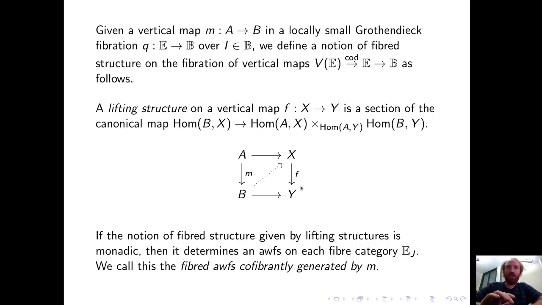If this is monadic, then it determines an algebraic weak factorization system on each fibre category, and we refer to the collection of all of these algebraic weak factorization systems as a fibered algebraic weak factorization system, and we say it's cofibrantly generated by this fixed vertical map M.